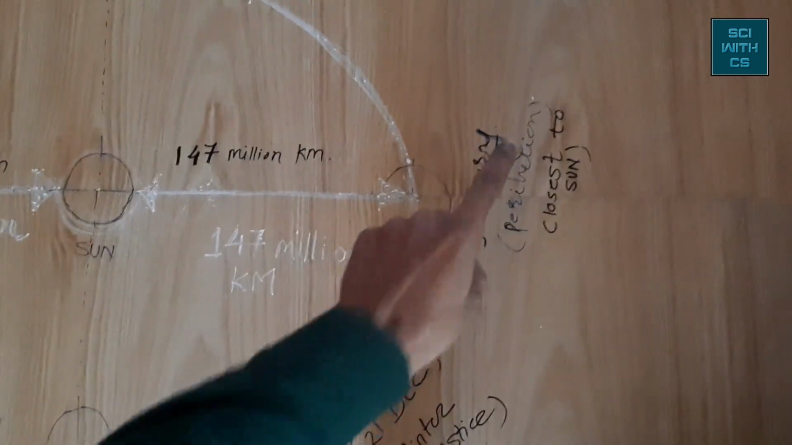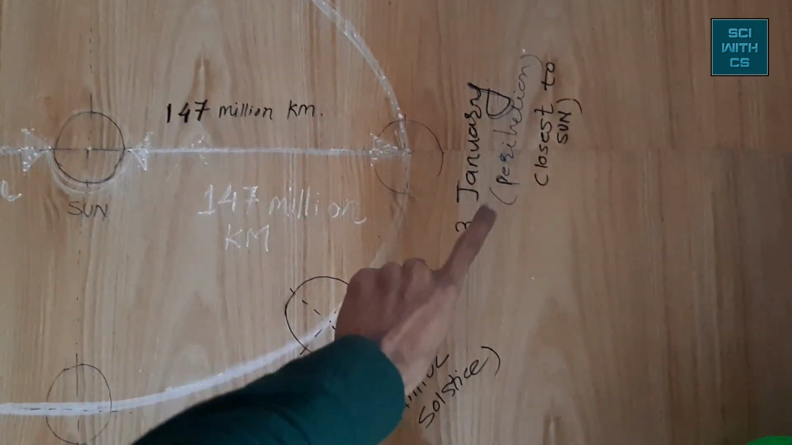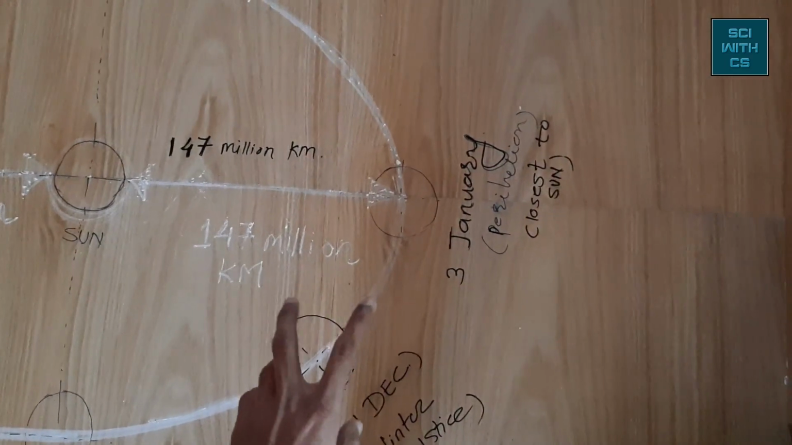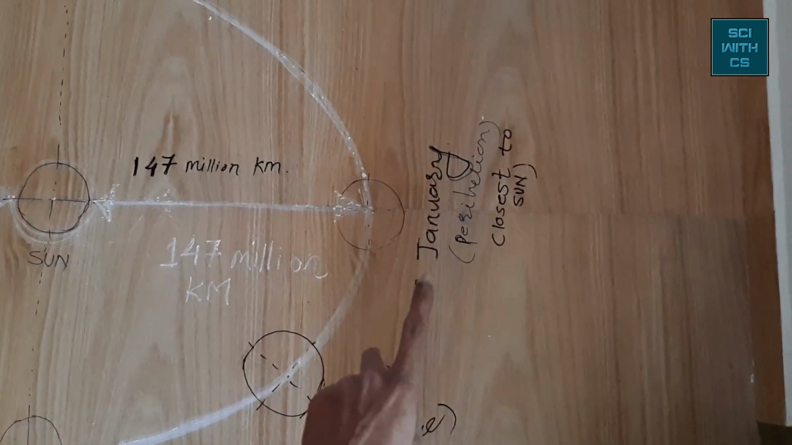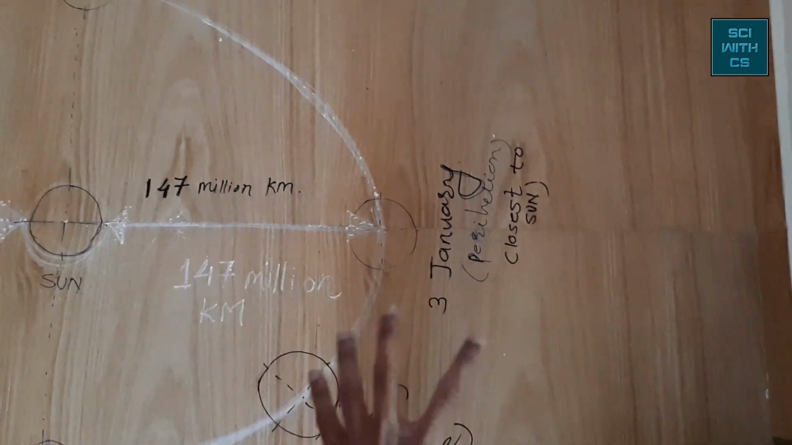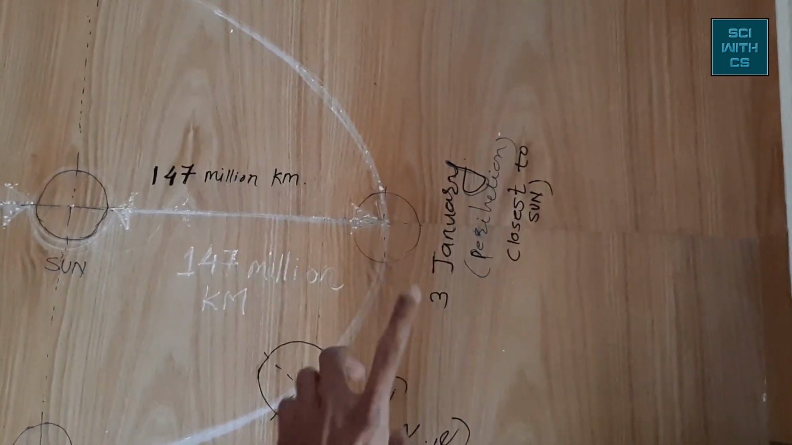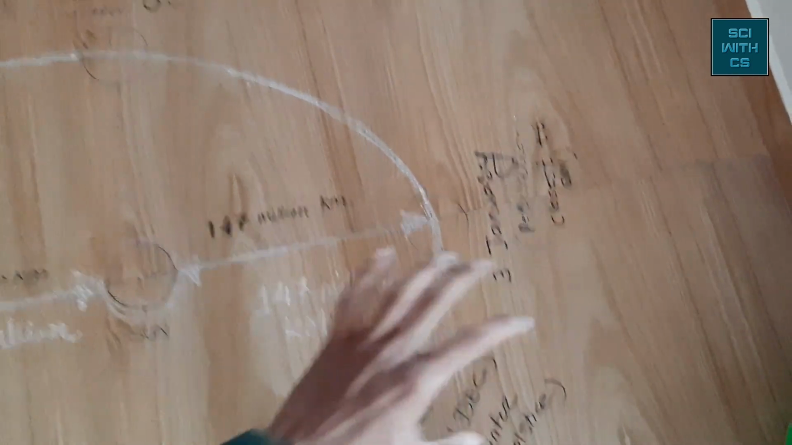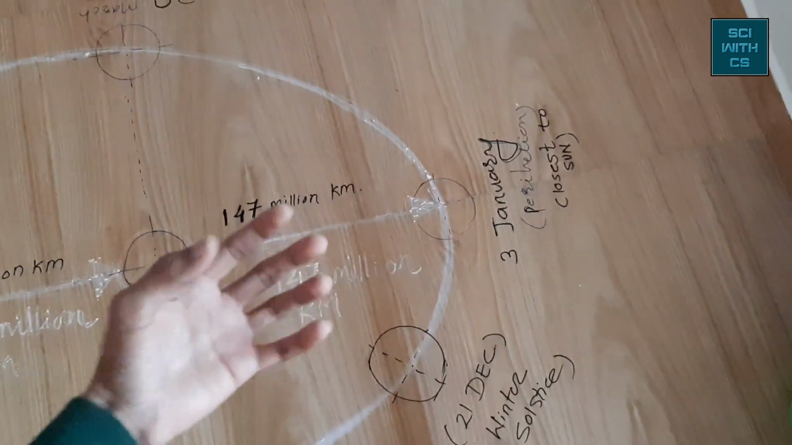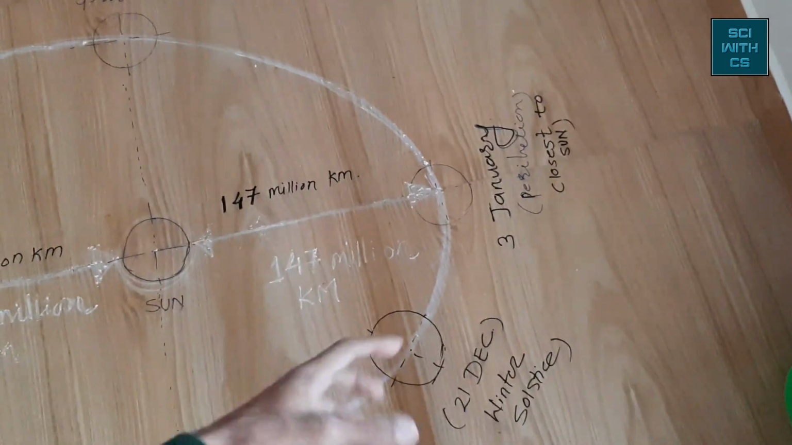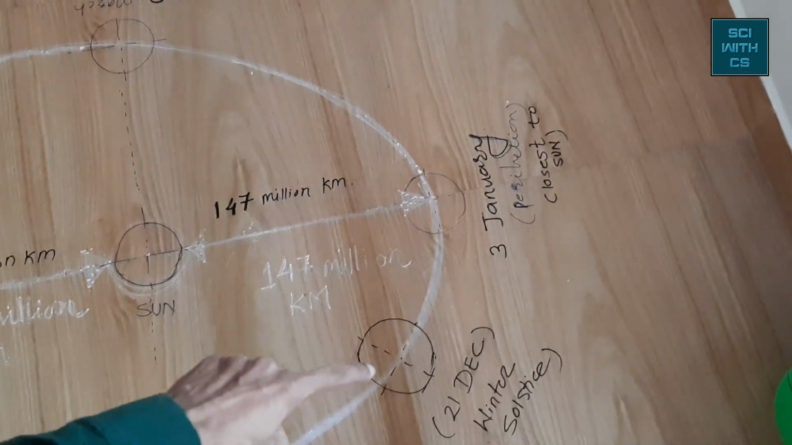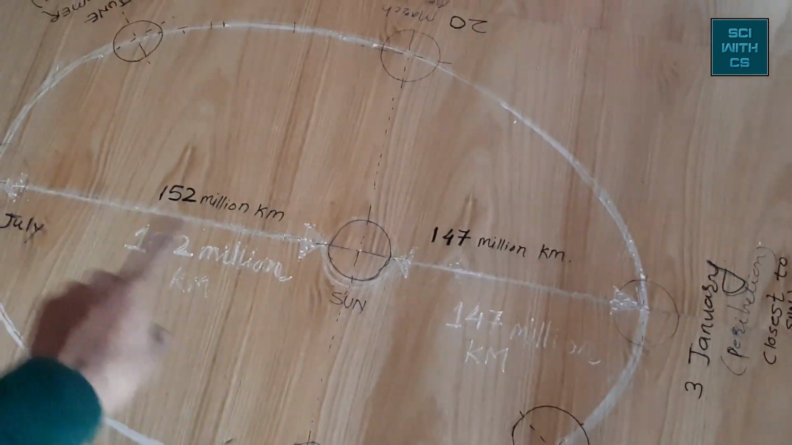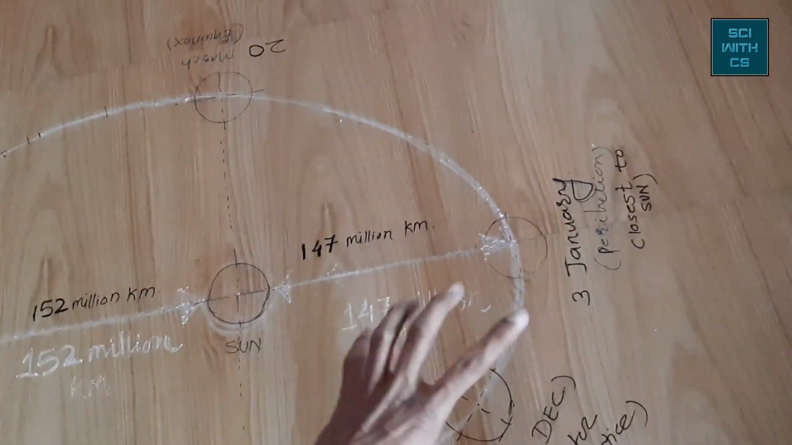So on January 3rd we achieve the perihelion, and Earth has its closest approach to the sun on the 3rd of January. The sun is really closest to the Earth on the 3rd of January. Gravity affects the speed of Earth in its rotation around the sun. So Earth travels faster in this region than this one, because the sun is away from this side and closer to this one, so gravity affects it.